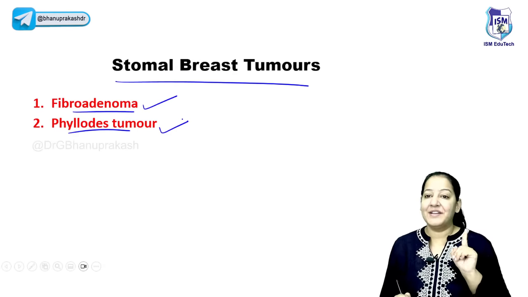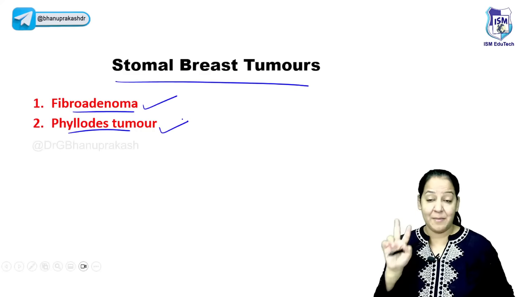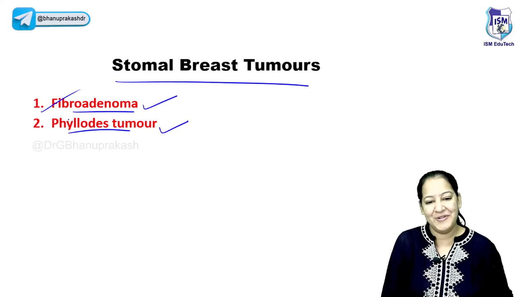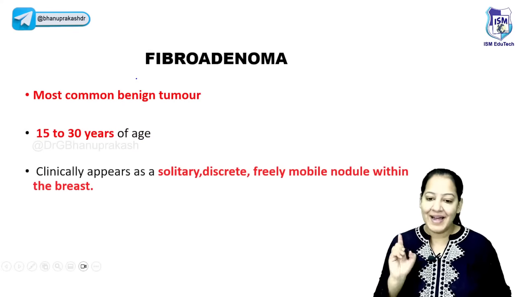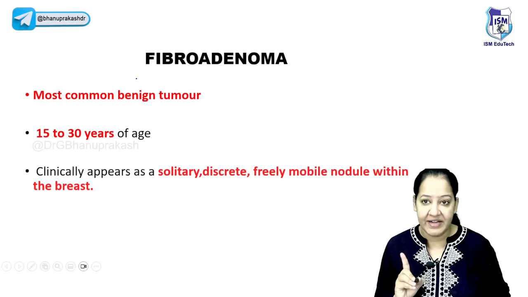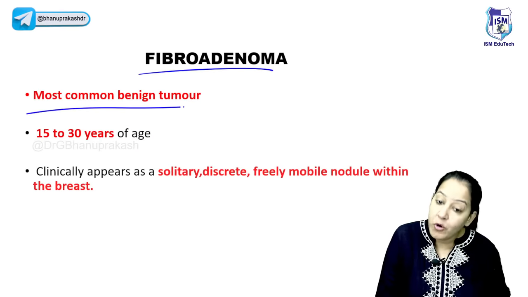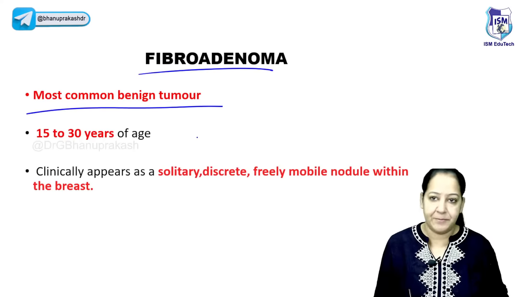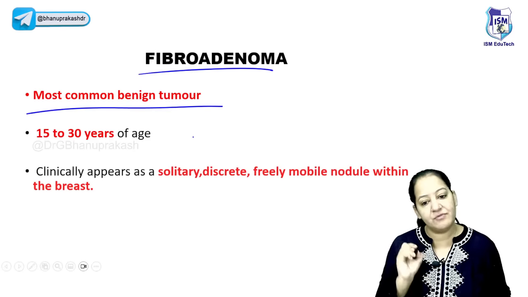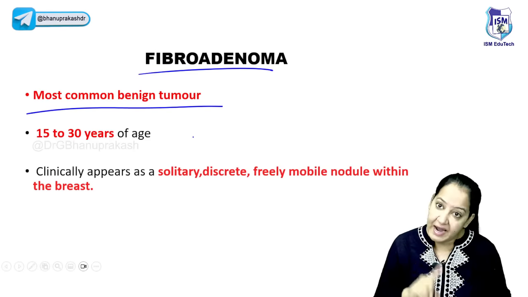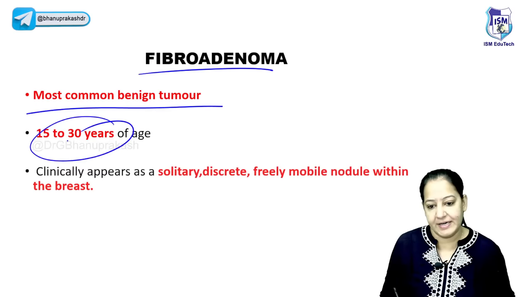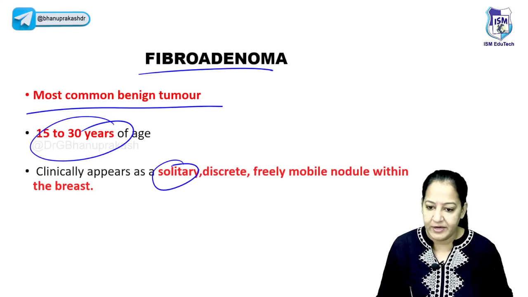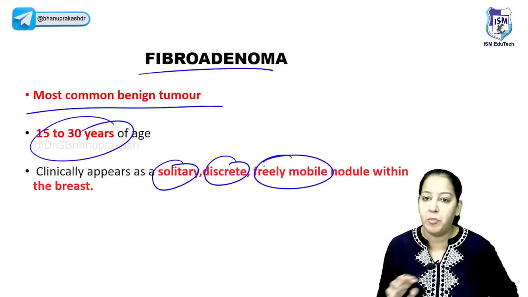So let me continue with the stromal tumors of the breast. I'm going to cover two tumors here, the fibroadenoma and the phyllodes tumor. So let's start with fibroadenoma. Please understand very carefully. Fibroadenoma is the most common benign tumor in the female breast. It occurs in a relatively younger age, that is 15 to 30 years. It's always single, solitary, discrete, and freely mobile since it's benign.